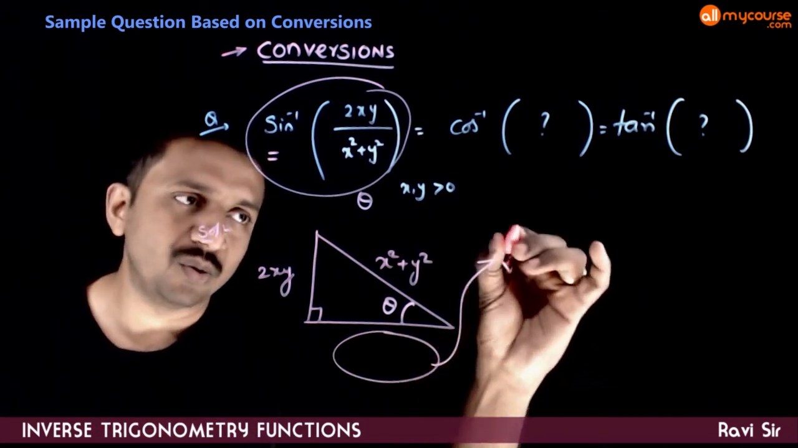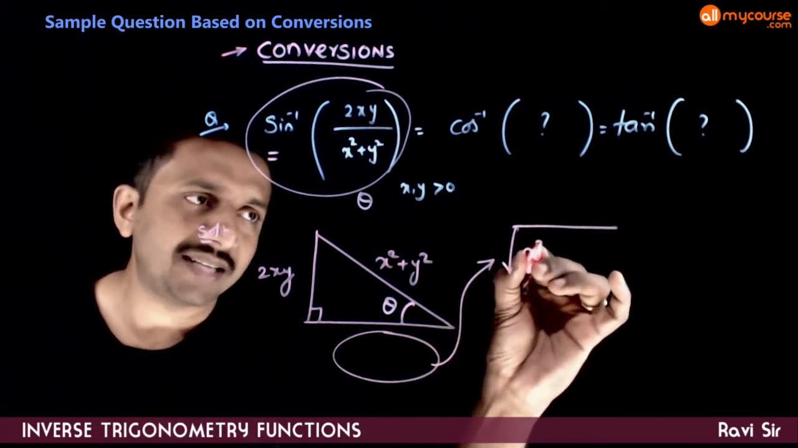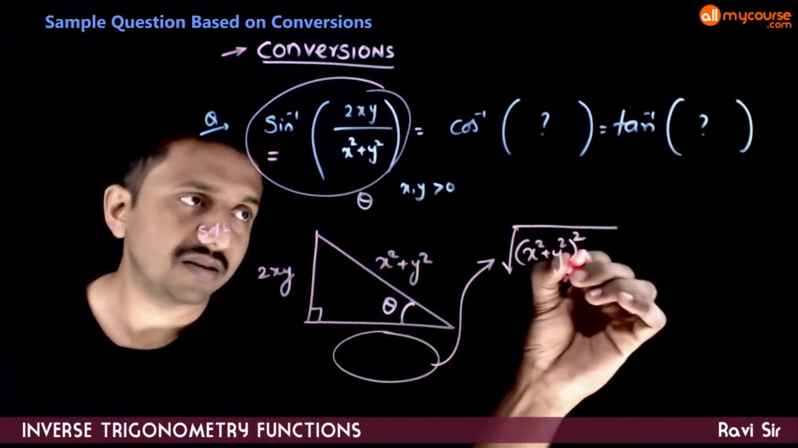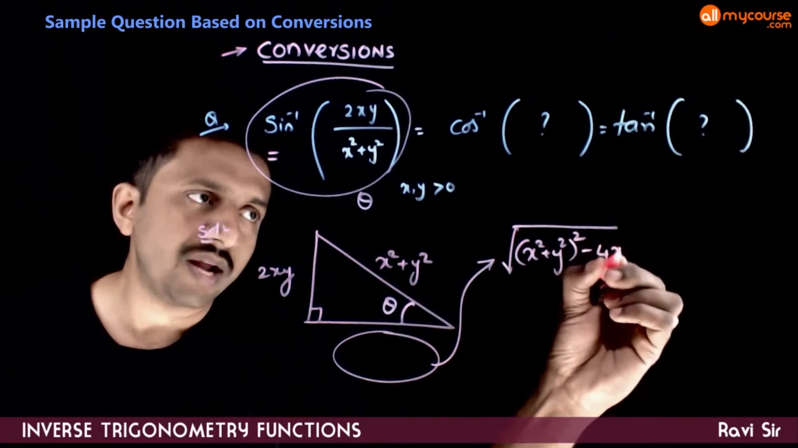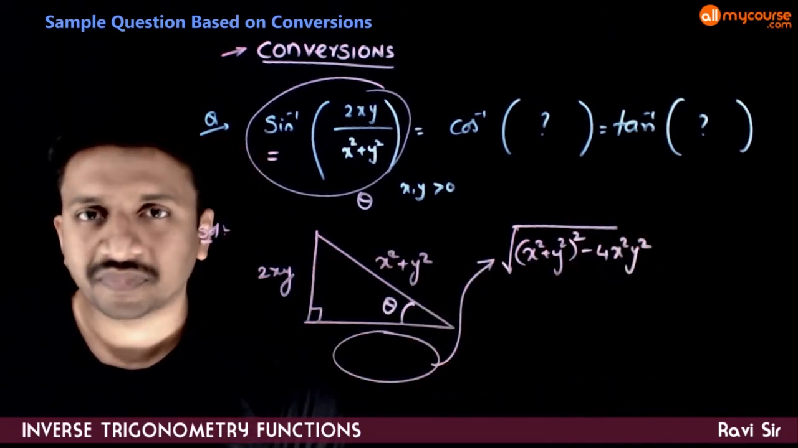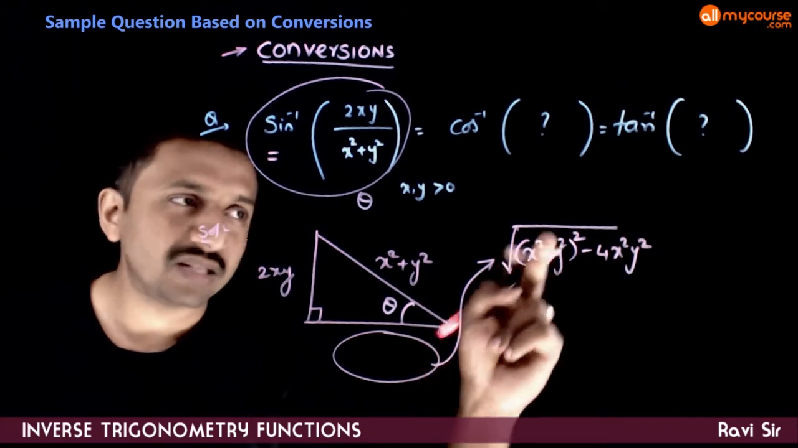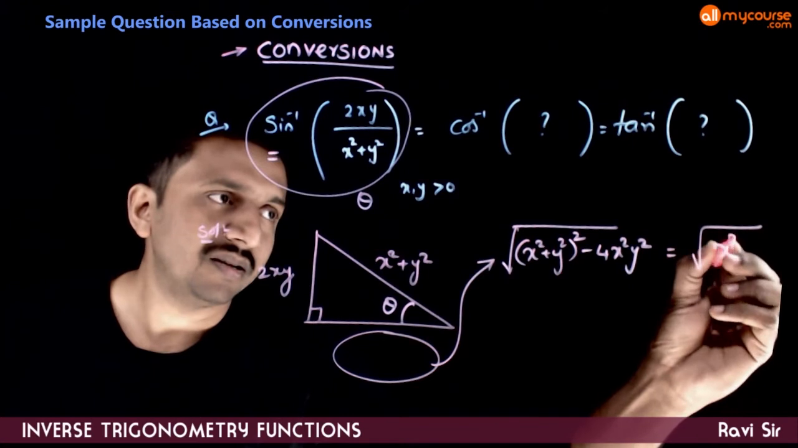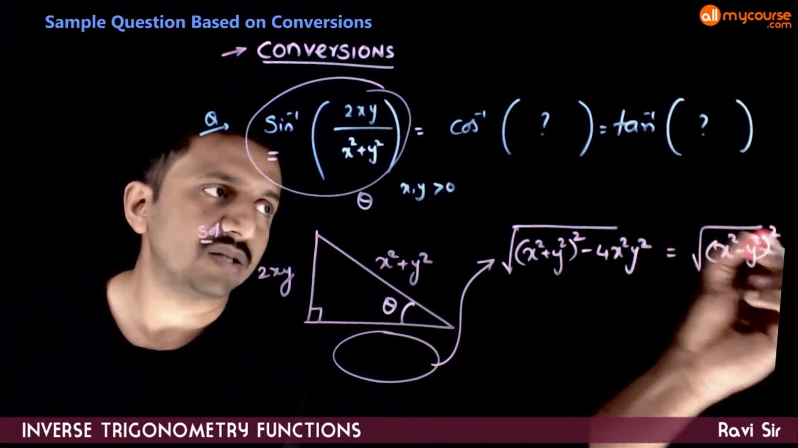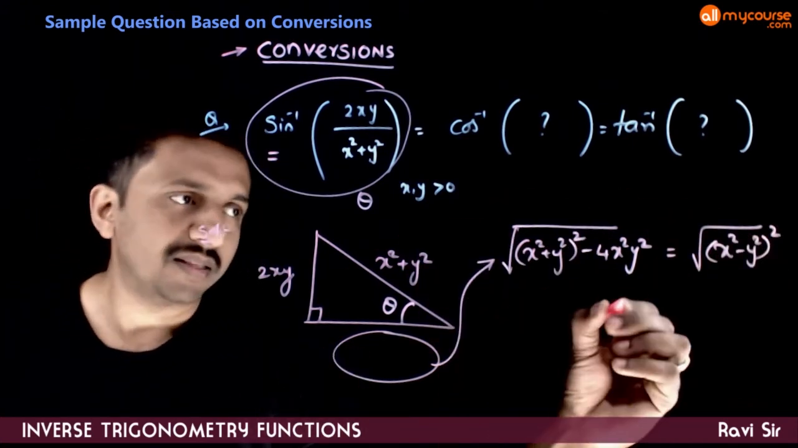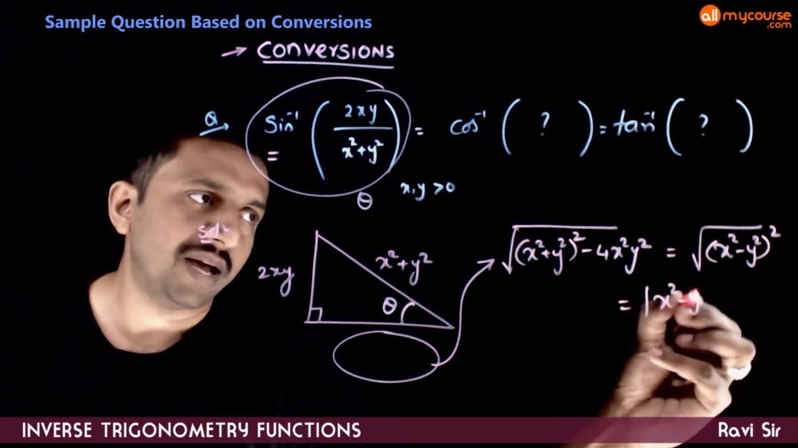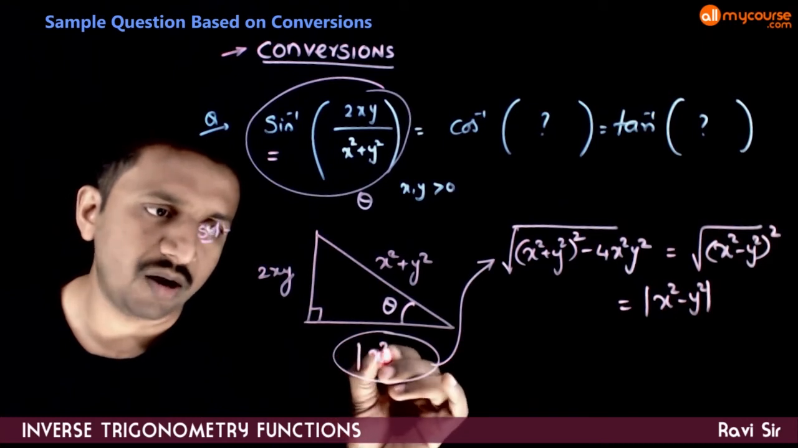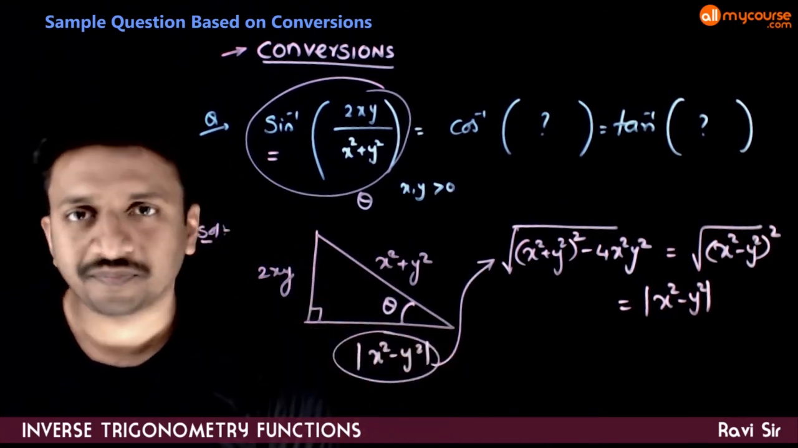The third side is nothing but root of x square plus y square whole square minus 2xy whole square, which is 4x square y square. So x square plus y square whole square minus 4x square y square is nothing but root of x square minus y square whole square. That is equal to mod of x square minus y square. So this side will be equal to mod of x square minus y square.